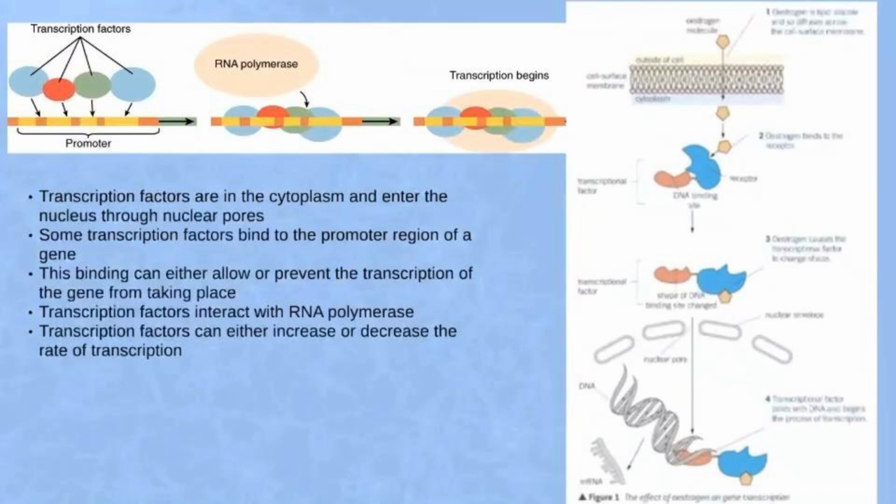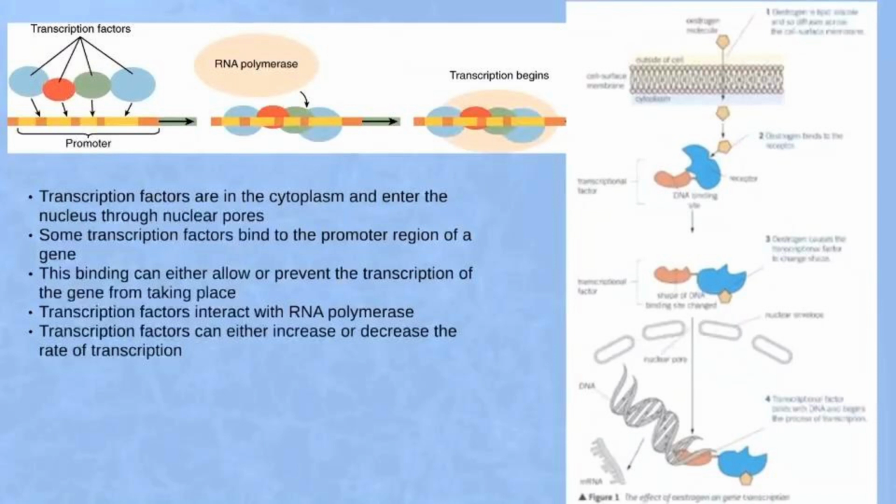So as I said, because the transcription factors are also proteins, around 10% of human genes actually code for transcription factors. And there are very different types of transcription factors. Some of them can enhance the transcription of a gene, and some of them can block it.